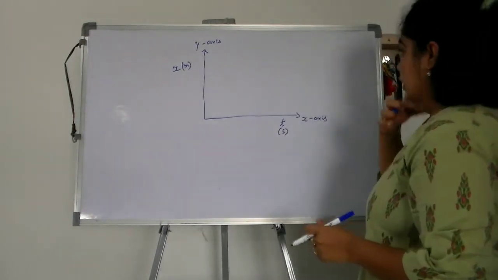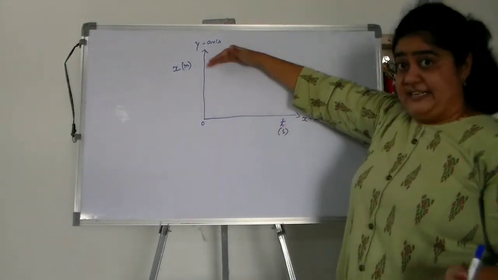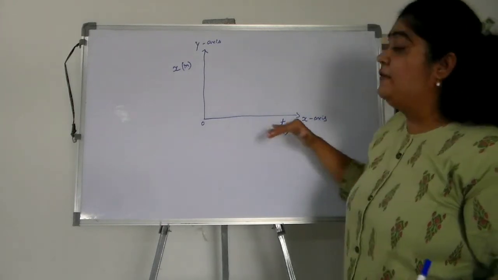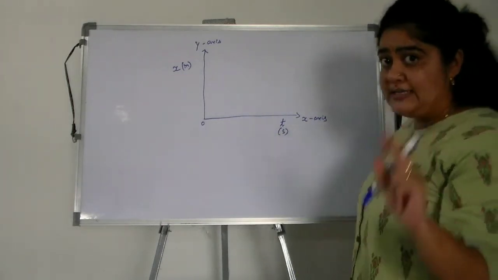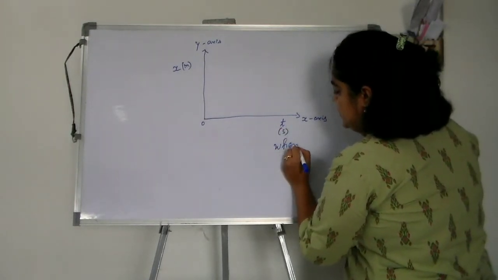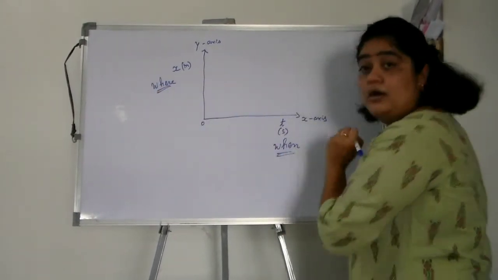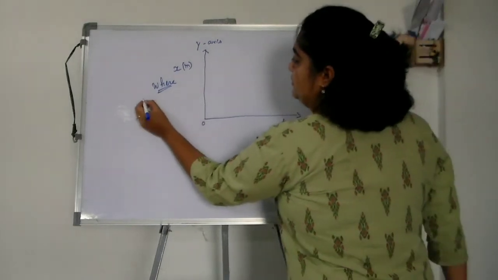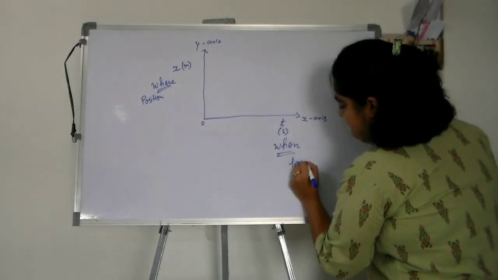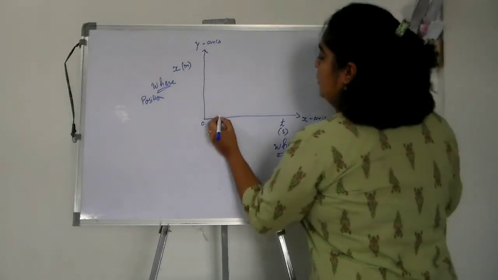Okay, so what happens? My y-axis tells me where my object is, and my x-axis, where I have time, will tell me when that object is. Two answers in one graph. This will give me the answer of when, and this will give me the answer of where. So this is position, this is time. Clear?